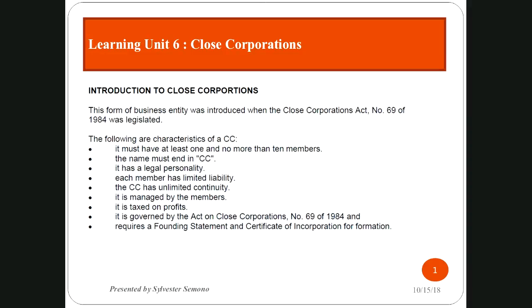As you know, a CC consists of one, but not more than 10, meaning it's 1 to 10 members. And to show that a business is a close cooperation, it must have CC. I think those are the things that you remember very well. And it has a legal personality. In other words, it can take you to court at the end of the day. You can sue it, and you can be sued by the close corporation.